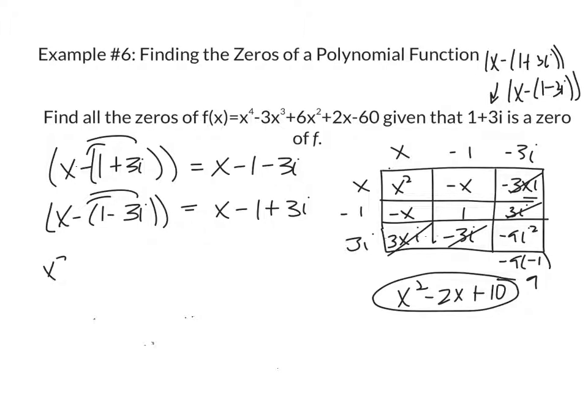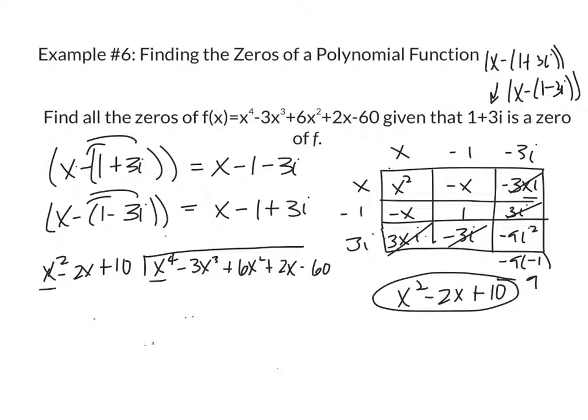So I'm going to write x squared minus 2x plus 10 on the outside. And I have x to the fourth minus 3x cubed plus 6x squared plus 2x minus 60. All right, focusing on x squared and x to the fourth, that's going to leave me with x squared. X squared times x squared is x to the fourth minus 2x cubed plus 10x squared. Remember, we change our signs. We're going to be left with negative x cubed. That was a negative, so minus 4x squared. And then bring down your 2x, so plus 2x.